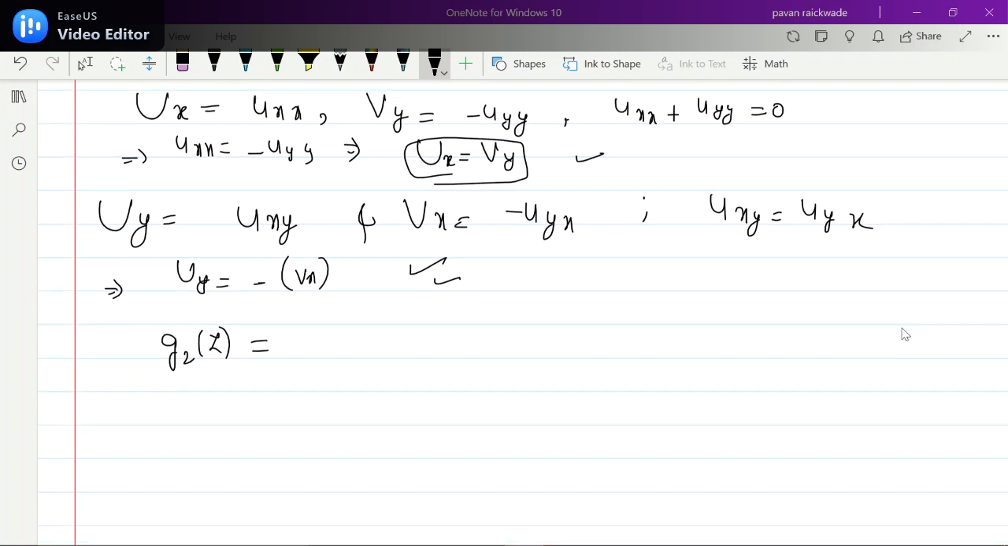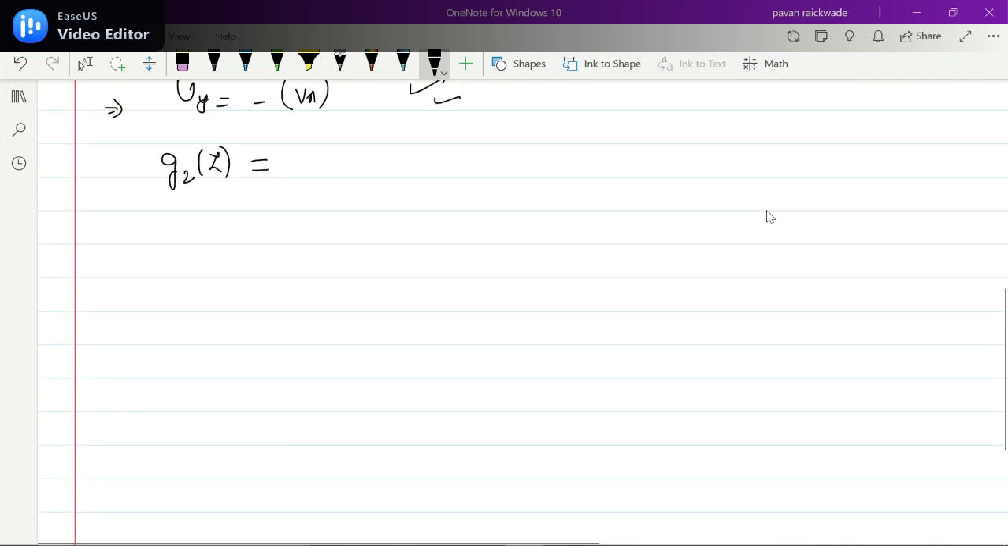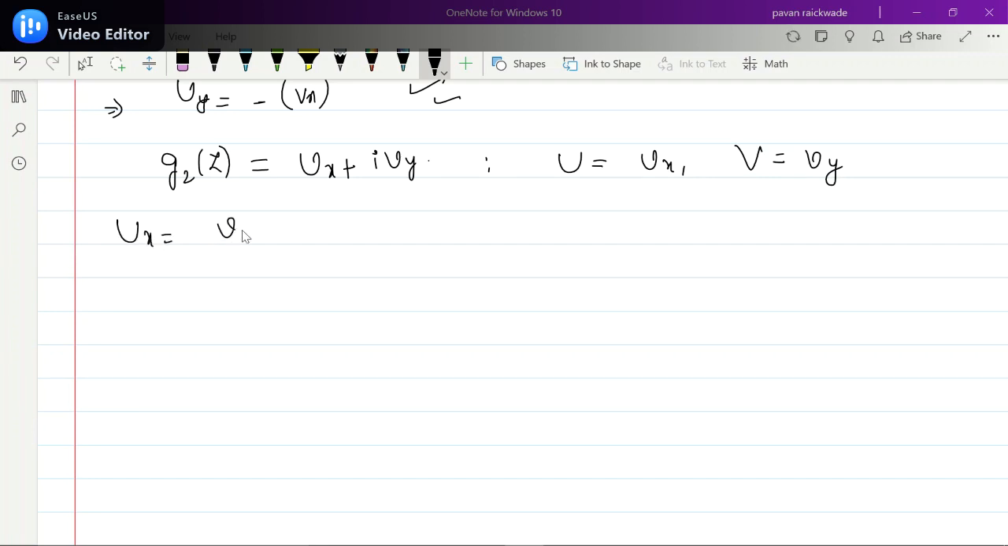What is G2? G2 is Vx plus i Vy. So here capital U will be Vx and capital V equals Vy. Okay, what is Ux? It is equal to Vxx and Vy is equal to Vyy. But we know V is also harmonic, so Vxx plus Vyy is 0, which implies Ux is equal to minus of Vy.